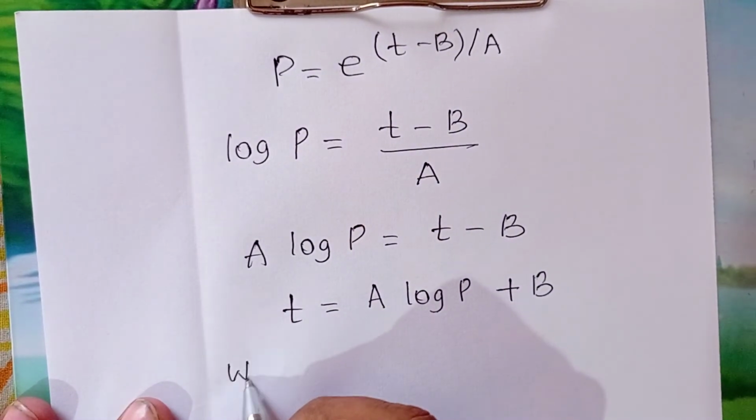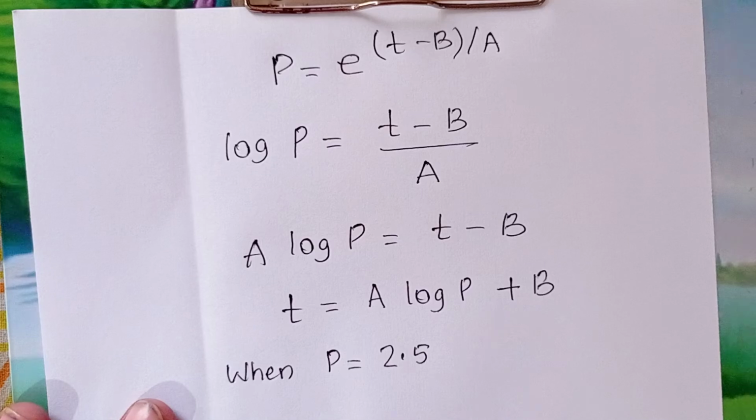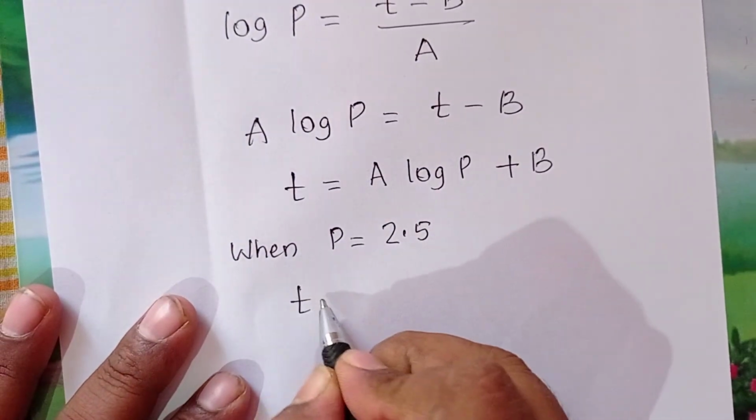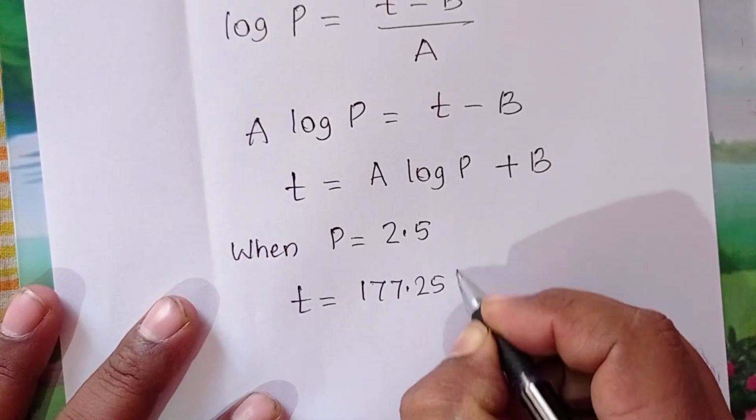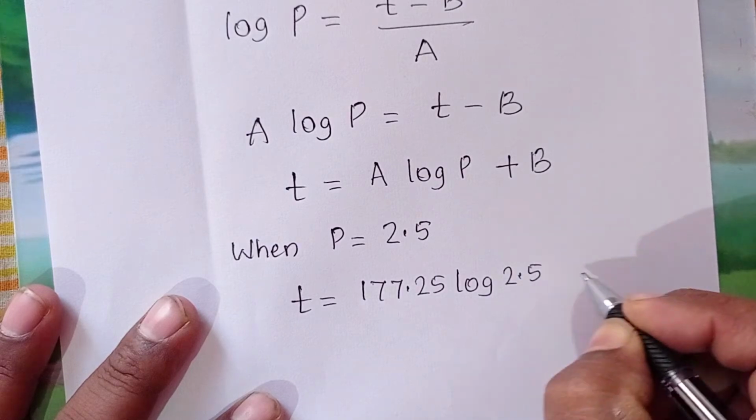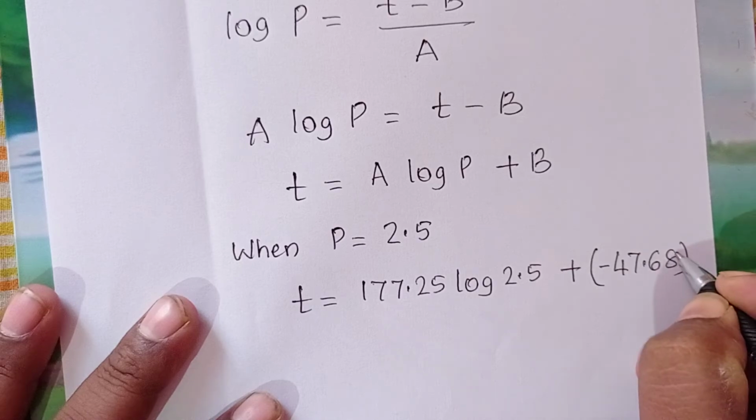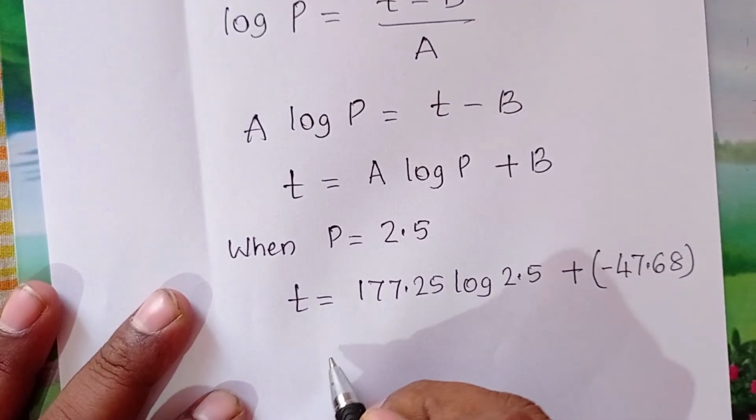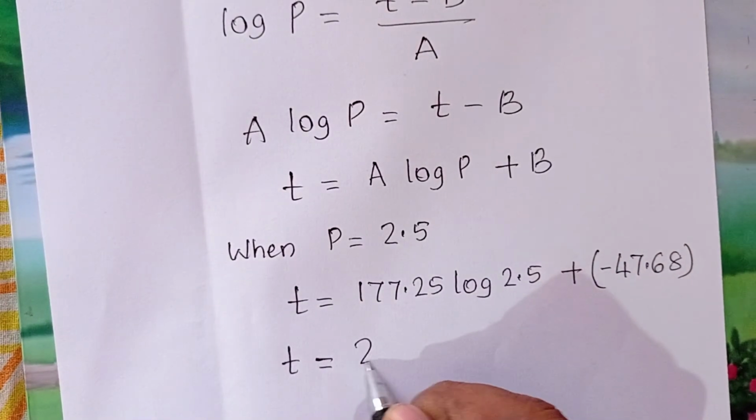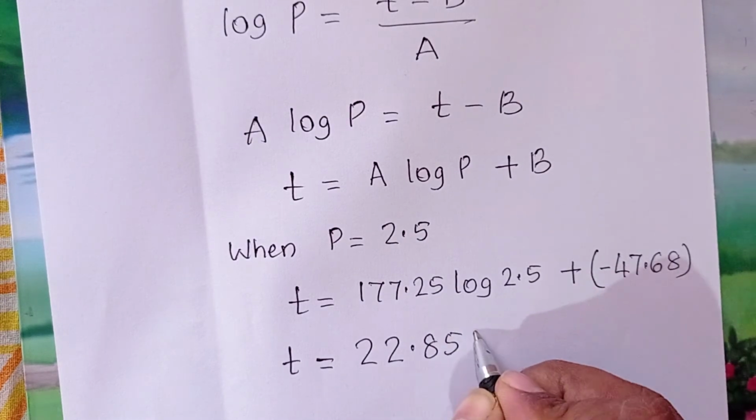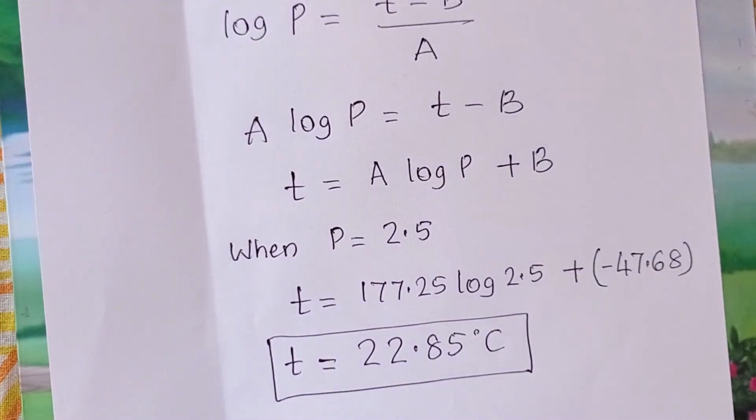So when the value of p is 2.5, t will be equal to, a value is 177.25, p value is 2.5, plus b value is minus 47.68. So put these values, substitute in the equation, we will get the answer as 22.85 degree centigrade. 22.85 degree centigrade is the answer.